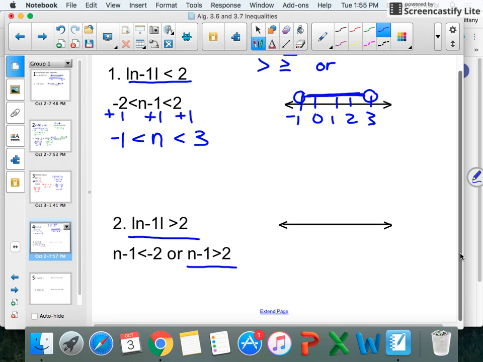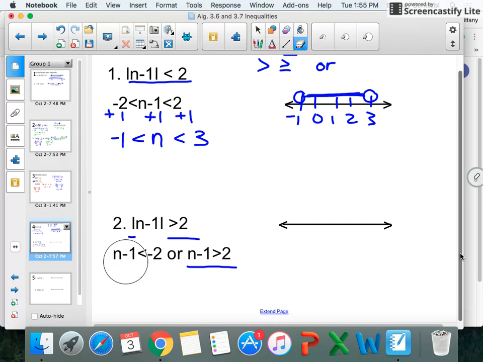And then for your second part of your or, you're going to repeat the problem, so n minus 1. Then you flip the sign. You flip the sign here, so instead of being greater than, it became less than. And then you are also going to change the positive number here, so the 2 to a negative 2. So there's two things you have to do there.